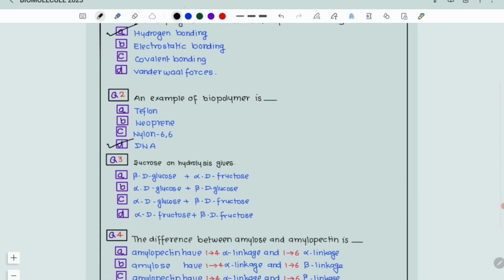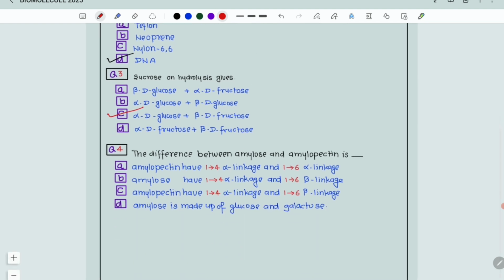Now we see the third question. The question is, sucrose on hydrolysis gives. The formula of sucrose that we see is C12H22O11. When it is hydrolyzed, water molecules get added. So after hydrolysis, we get two units: one is alpha D glucose and the second one is beta D fructose. So the correct option for this question is option C.